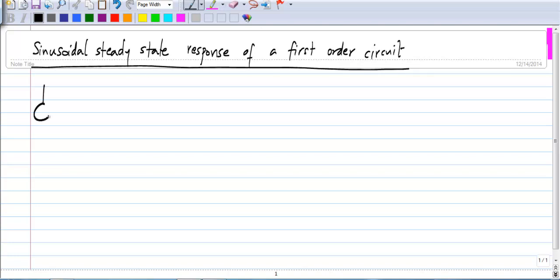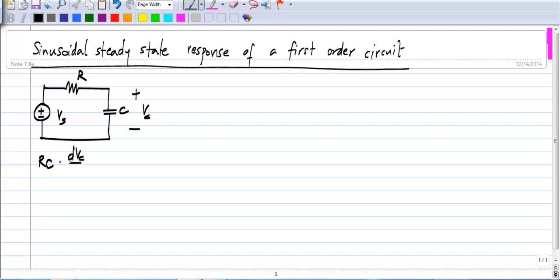Let's take this first order circuit as an example, but the analysis applies to any first order system. If I have Vs, R and C, and I take Vc as the relevant variable, again I could take anything else I wanted. The differential equation governing this is RC times dVc by dt plus Vc equals Vs.